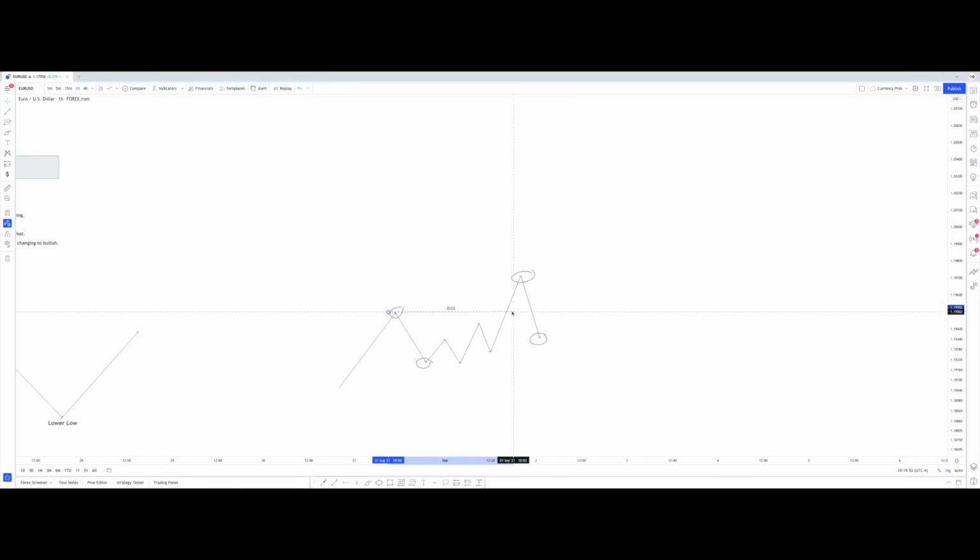Okay, that would be a clear break of structure because price surpassed the high point and created a new swing high, right? A higher high. But within that, I like to classify these little things as minor break of structure. So just lowercase m, capital BOS, just to classify it as a minor break of structure. So we have one there, and we have one here as well.